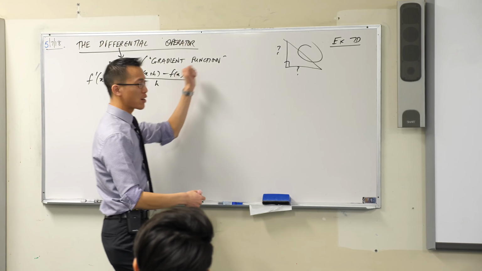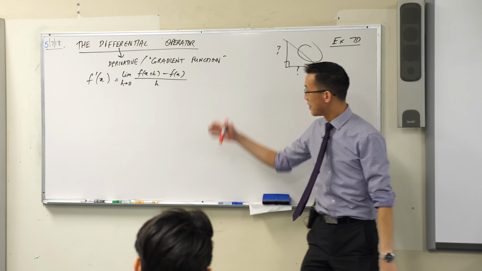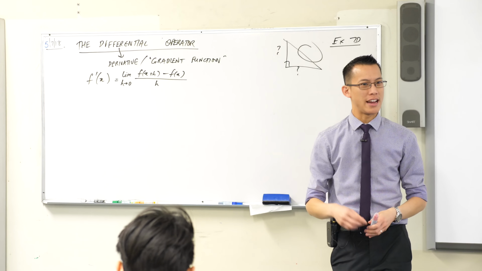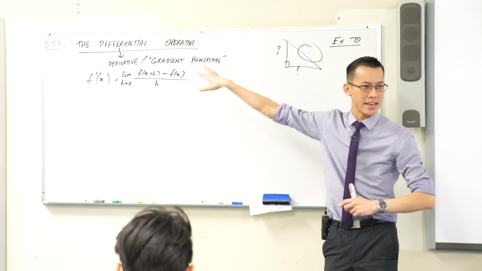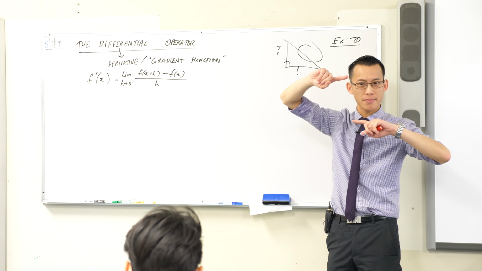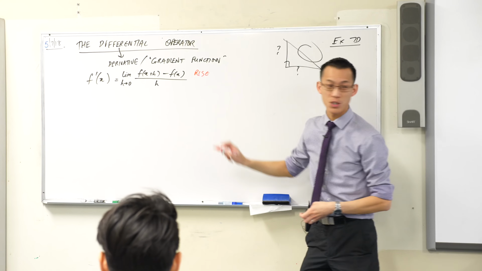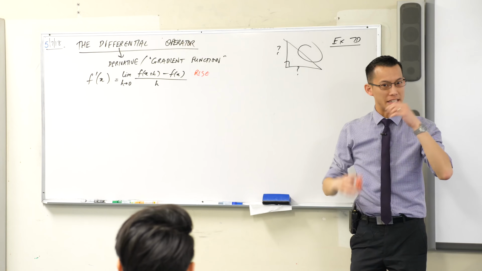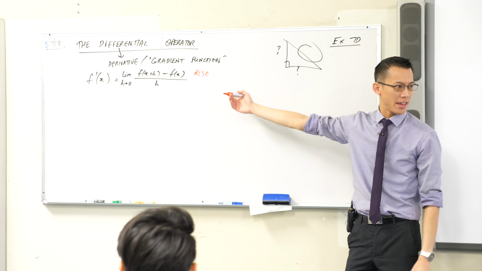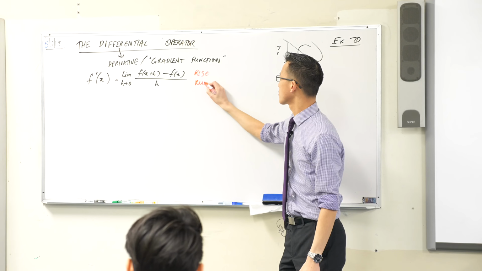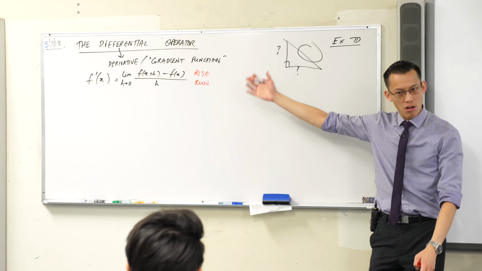But I want you to remember, because it's the gradient function, this fraction corresponds to gradient. What is the fraction of gradient actually? What are the two components usually? Don't worry about the algebra. On the top, you've got rise, which is this guy, that's your f of x plus h. The difference, of course, is the rise. And then on the denominator, you have the run. Very good. Okay.